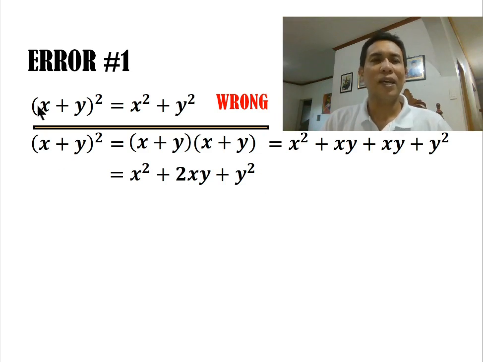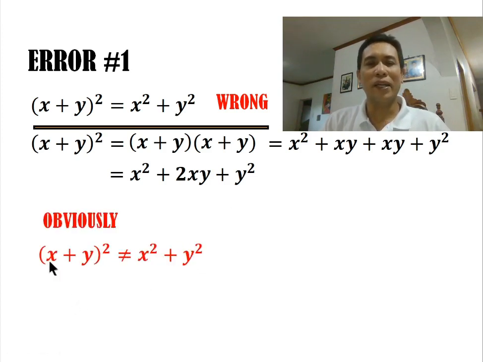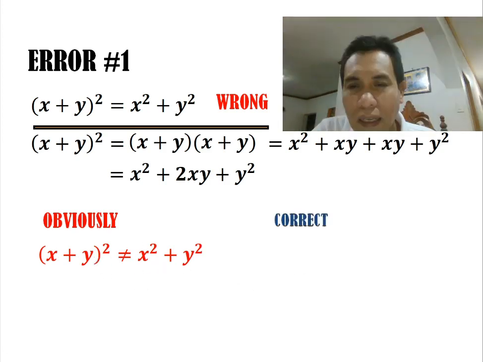Meaning to say, quantity x plus y, quantity squared, is equal to x squared plus 2xy plus y squared, and not x squared plus y squared. Obviously, the quantity x plus y, quantity squared, is not equal to x squared plus y squared. That's error number 1.